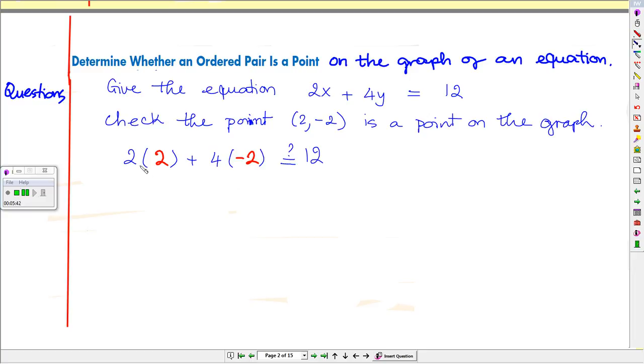So now we are going to apply the order of operations. We are going to multiply first. Now next we come back and we are going to find the difference. So 4 minus 8 is negative 4. So negative 4 does not equal 12. So I'm going to say right here that it does not equal.